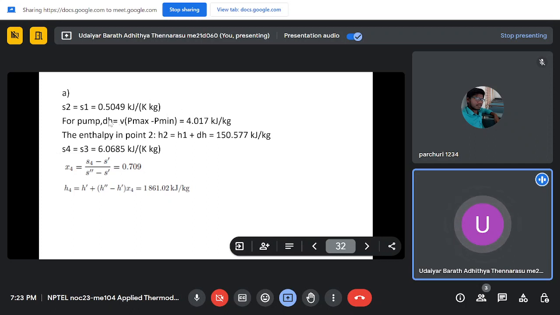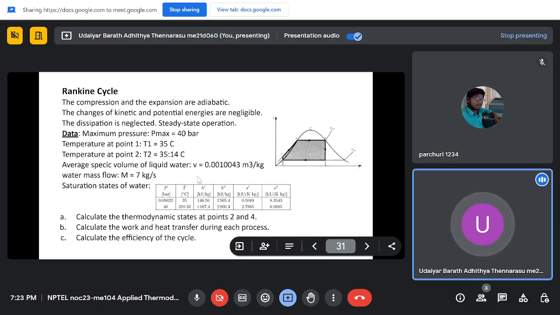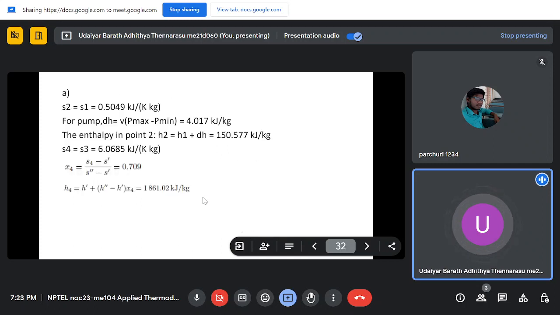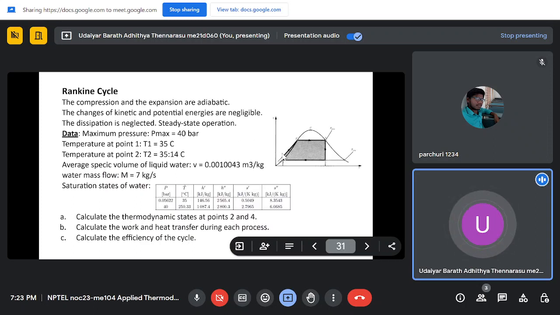So the enthalpy at point 2 is H2 minus H1. So we know that H2 is H1 plus delta H. We know H1 from the table, 146.56, and we have calculated delta H as 4.017, so this will be 150.57. So that is the enthalpy at point 2 that we have calculated.